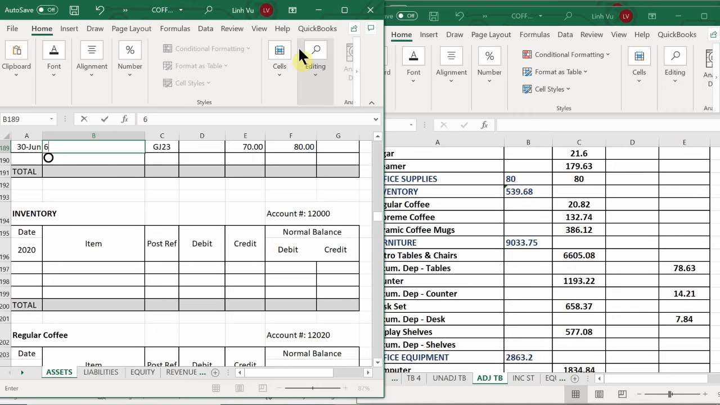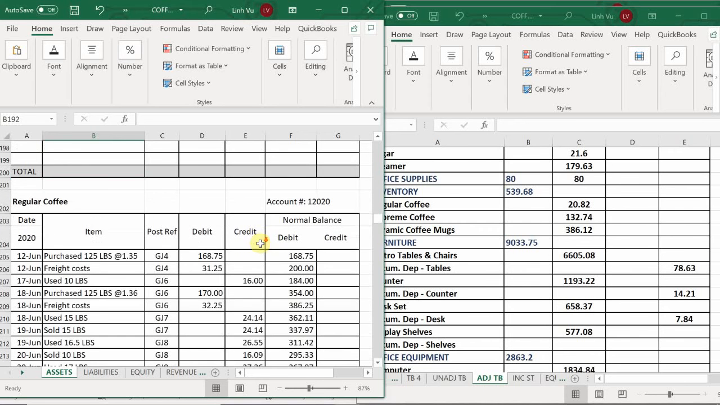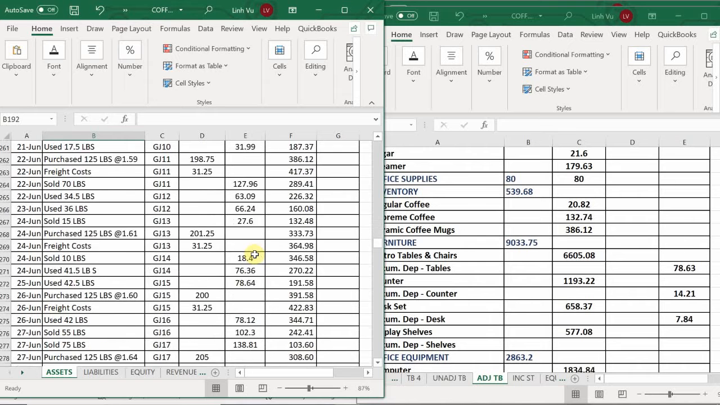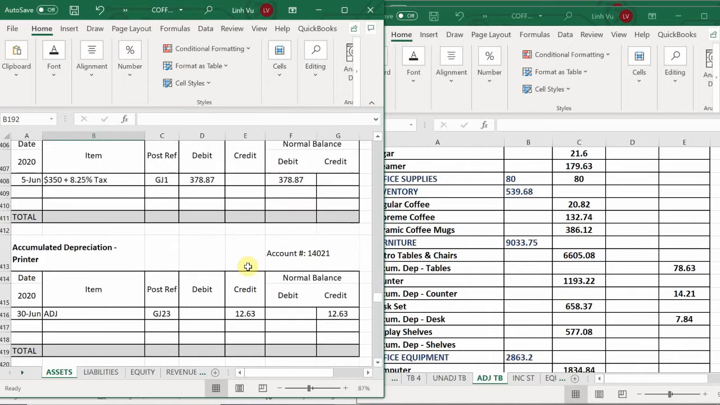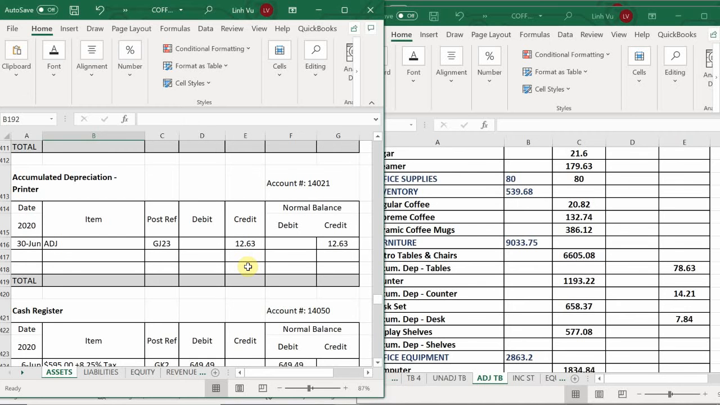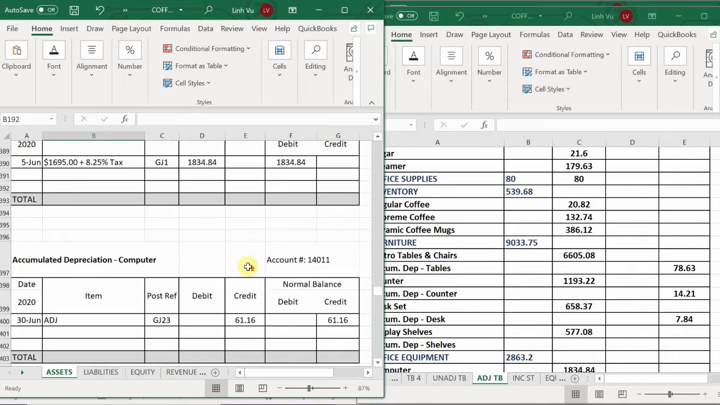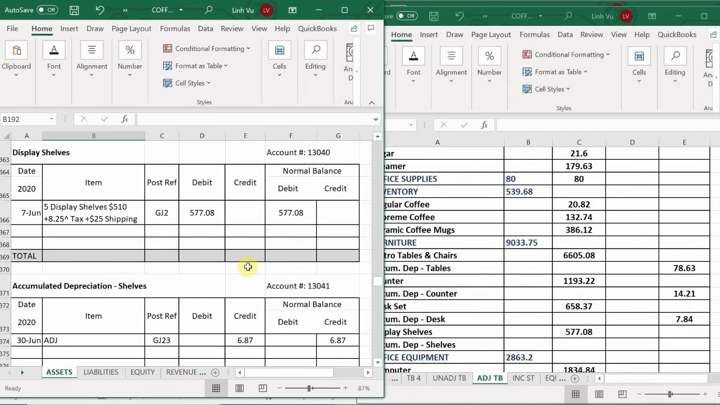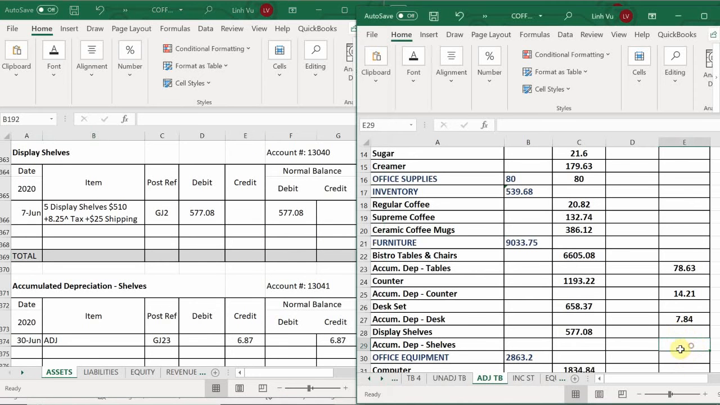Inventory. Okay, let me undo. So the accumulated depreciation for the shelves is $6.87. Okay.